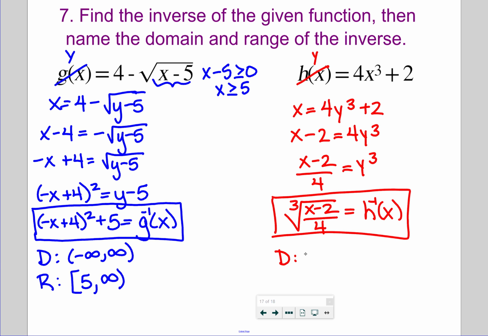The domain of my inverse cube root function, if you think about what that looks like, that's kind of like that little S sort of sideways shape there. The domain of those is all real numbers. We're not going to have any restrictions in a cube root. So all real numbers. The range, again, is the domain of the original function that we started with. Again, no number that I can't plug in there. So all real numbers.